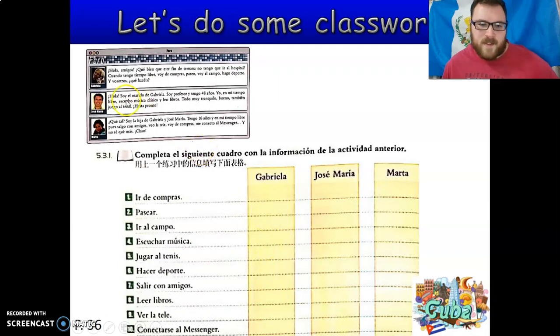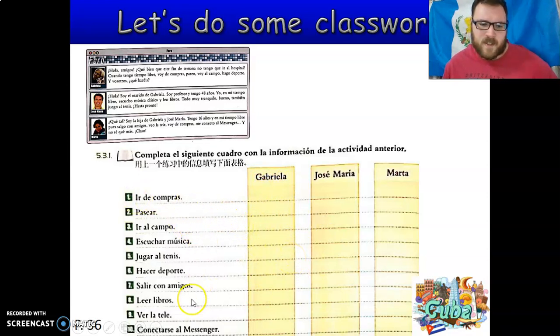Now, with that chart of what they do, with their little introduction about what they do in their free time, we have this chart to complete about Gabriela, Jose Maria, and Marta. I'm not going to tell you who they are. That's for you to find out as you read it. Then we want to tick a box. I don't care if it's a check or a tick or X, as long as you show who does what activities in their free time.